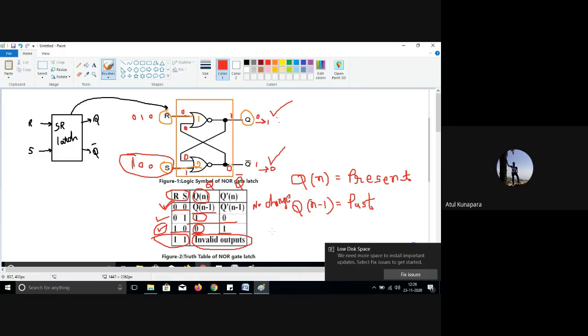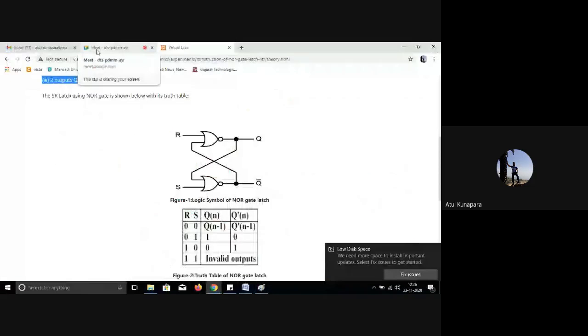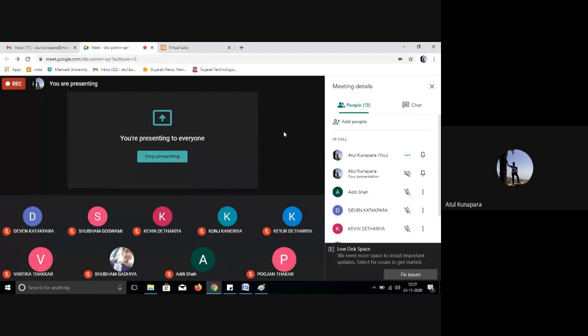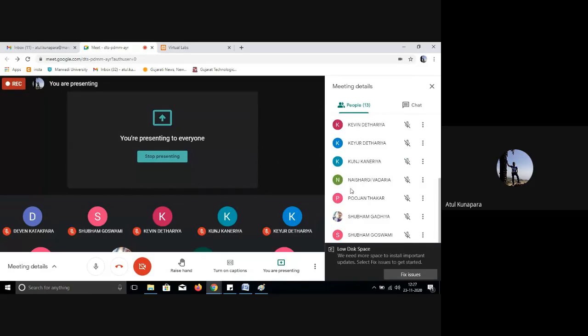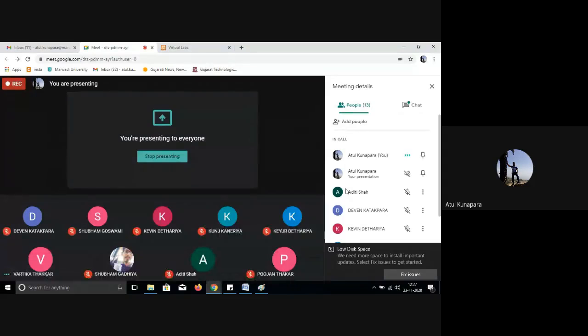So are you getting this working of this SR latch using NOR gate? Or do you have any difficulty in understanding this one? Hello? Are you all understanding this? How this SR latch is going to work? Or any difficulty in understanding this one? Hello, everyone. Yes, only Kevin is replying now. What about others? Understood, sir. Okay.